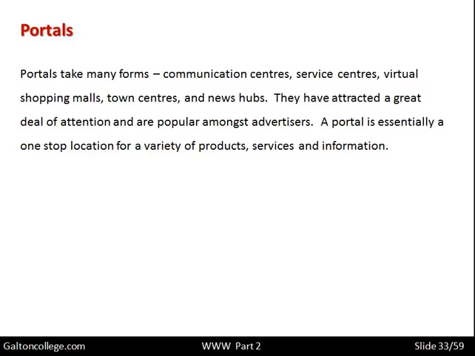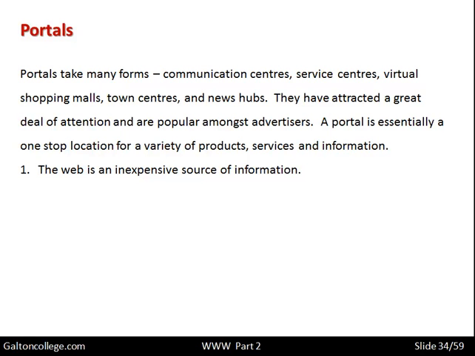The portal may not be based on a geographic area, on a town or whatever. It might be based on a product. So some industry, collection of companies might come together to form a portal which talks about that particular product and the market and the background and who's involved and jobs available and so on. That could be a portal. It's essentially a one-stop location for a variety of products, services and information. That's what a portal is. It's a one-stop location.